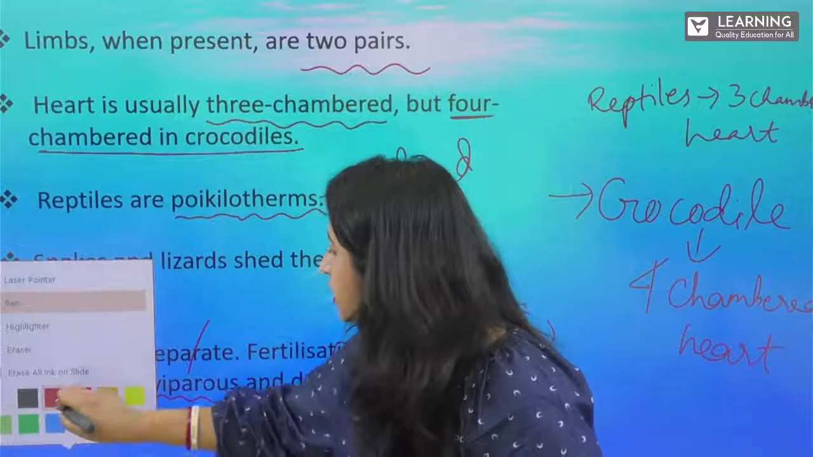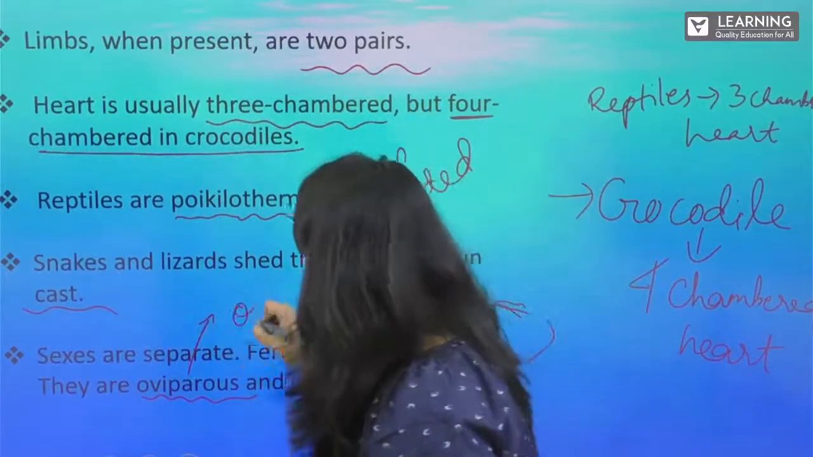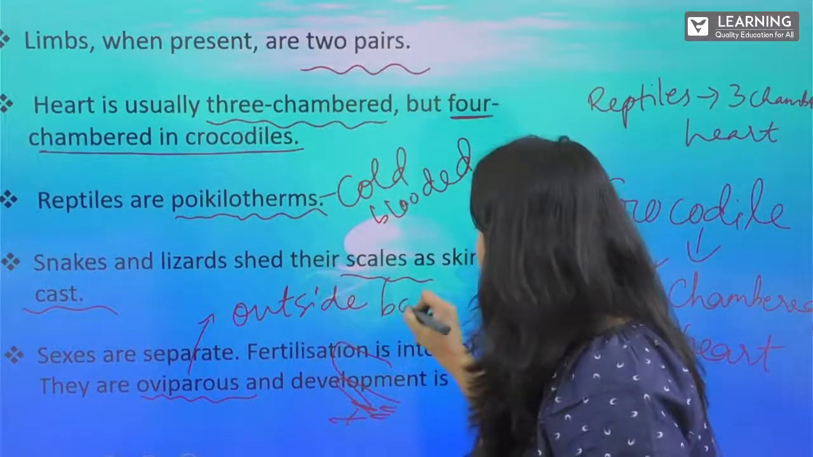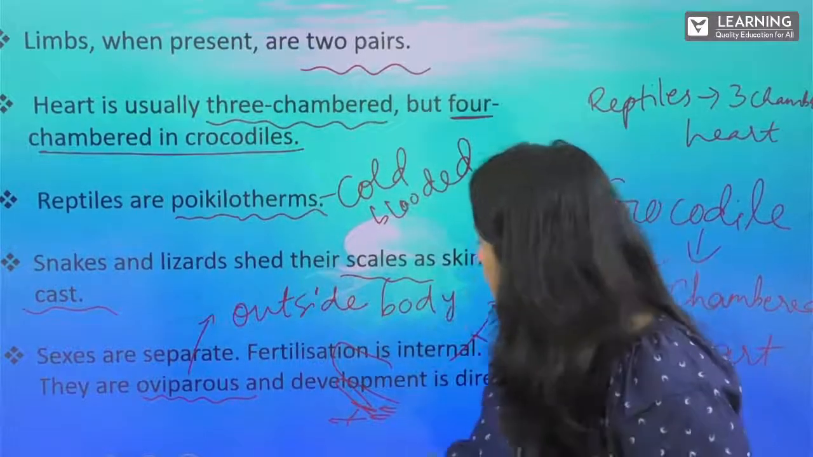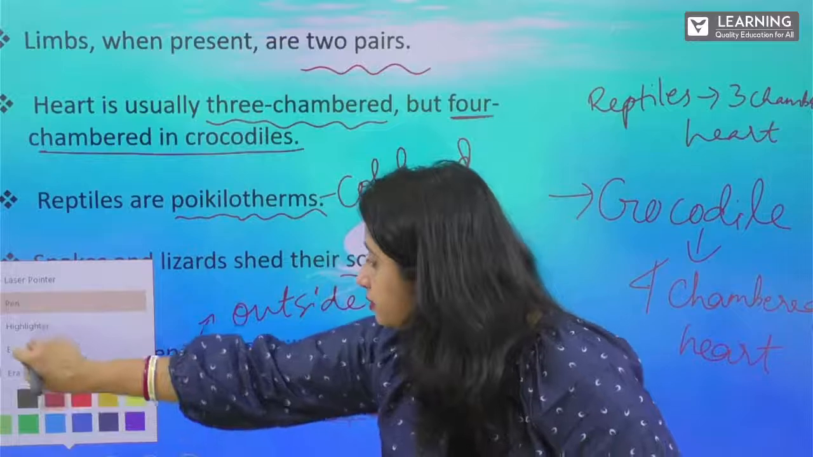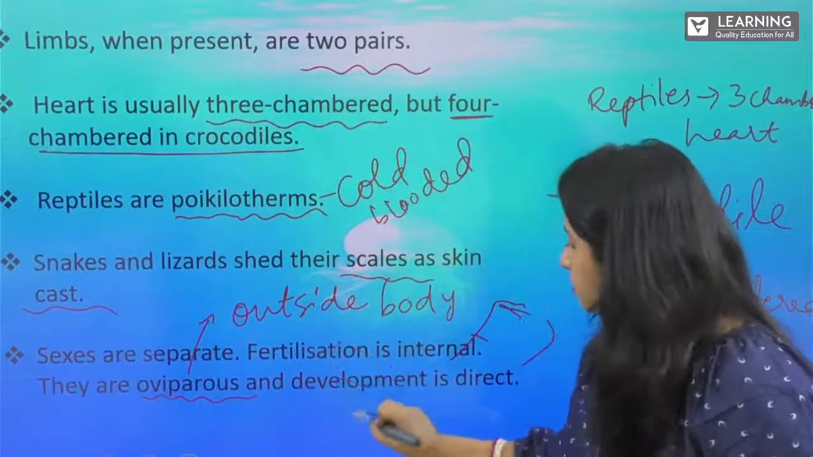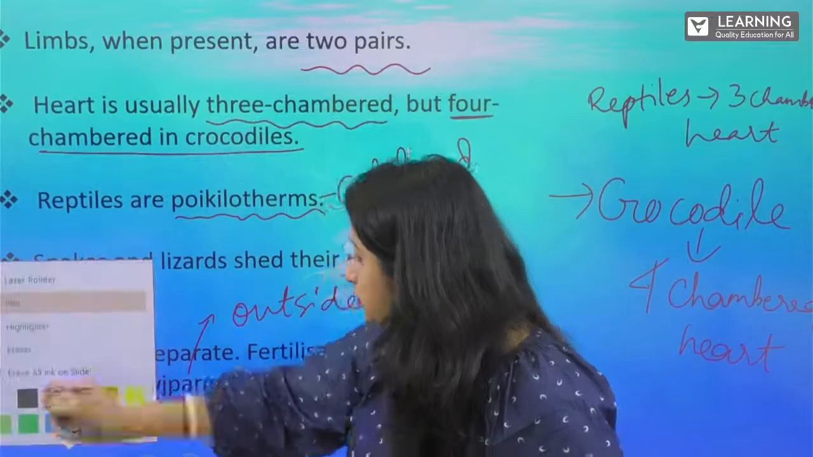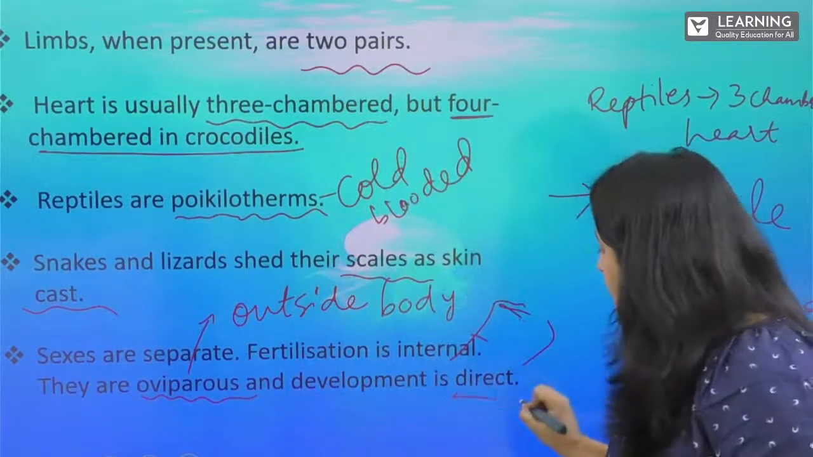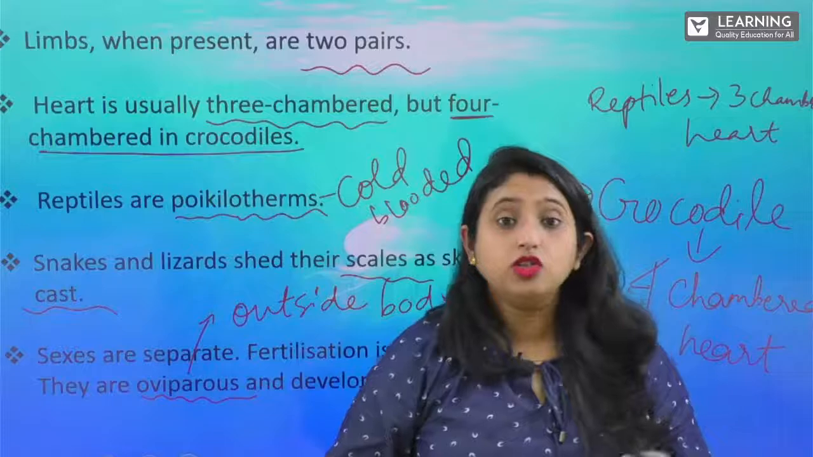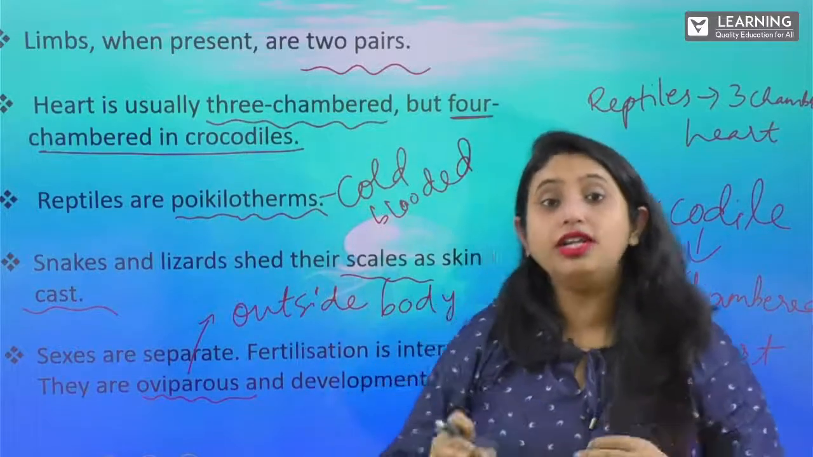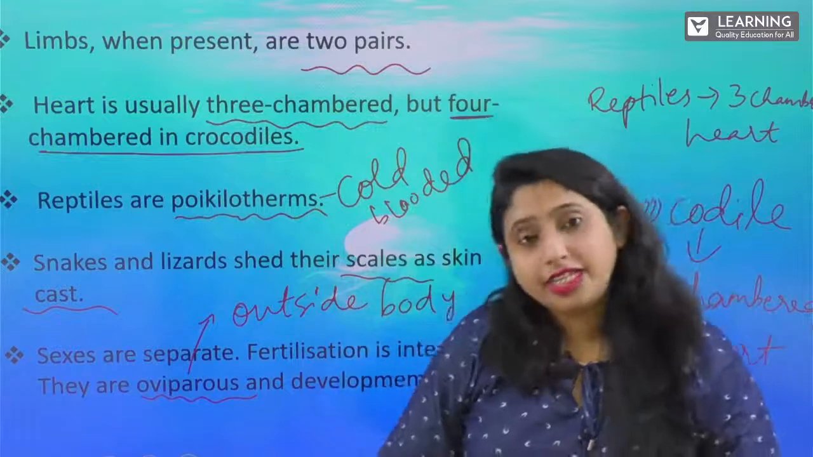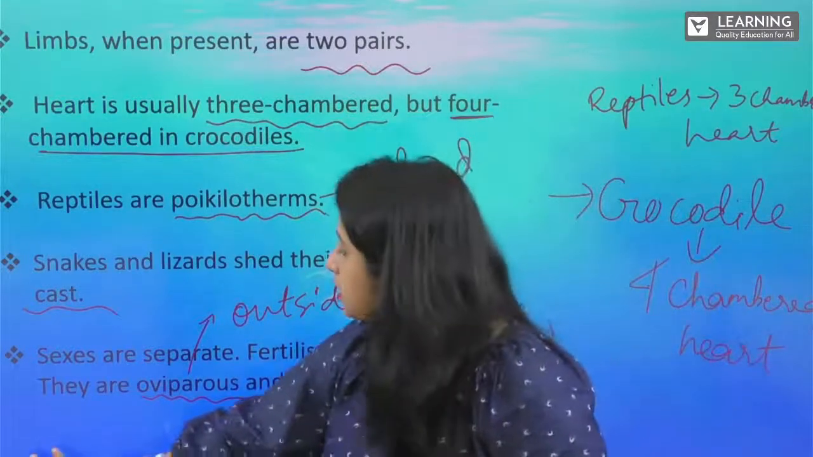They lay eggs outside the body. Okay, the baby is developed outside the body. Development is direct. Okay, in case of them, there is no indirect development. It is your direct development. The babies will be exactly similar to the parents.